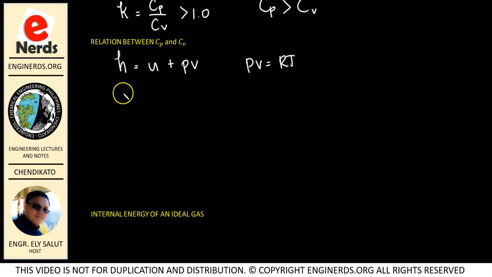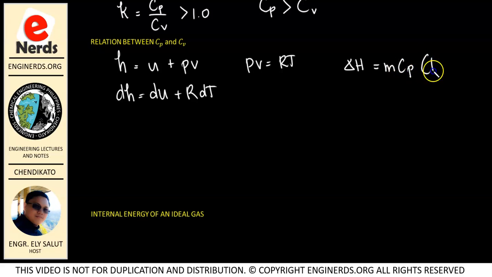Okay? So, therefore, we can substitute itong ating PV for ideal gas dito sa ating equation, no? And if we differentiate that, we will have DH is equal to DU plus R dT. Okay? Because our R is constant and here our temperature is changing. Our DH here is delta H and this is equal to MCP T2 minus T1. I'm going to show you later paano natin nakuha yan.